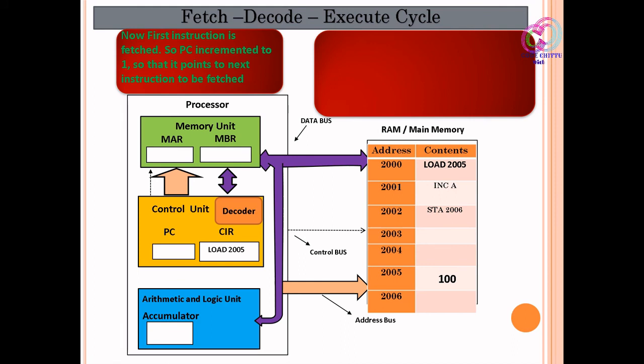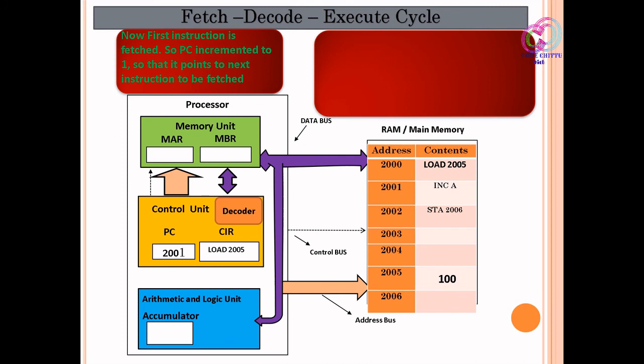Once the first instruction is fetched, the PC has to be incremented. Already PC has the value 2000. It will be incremented by 1, so that it points to the next instruction to be fetched. So you can see PC is now incremented to 2001, which means it is ready for the next instruction. Now before that, in CIR we have one instruction, it is fetched.